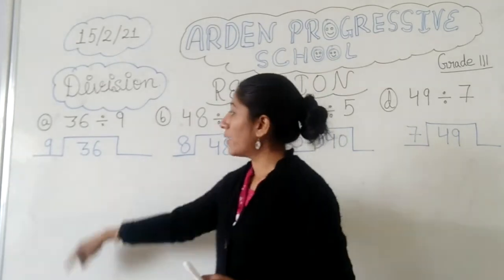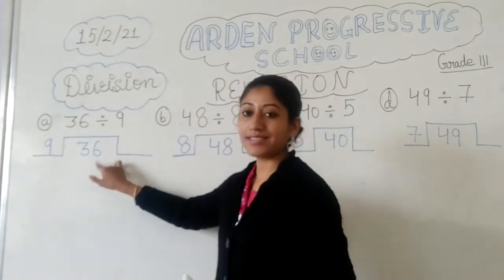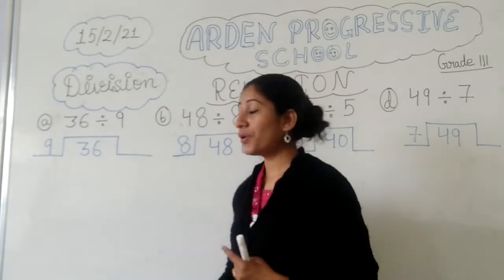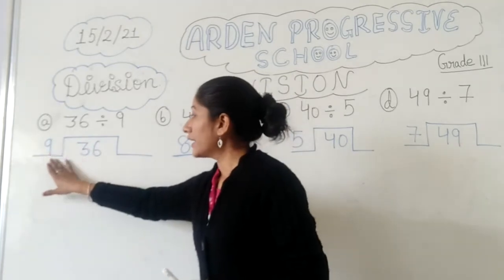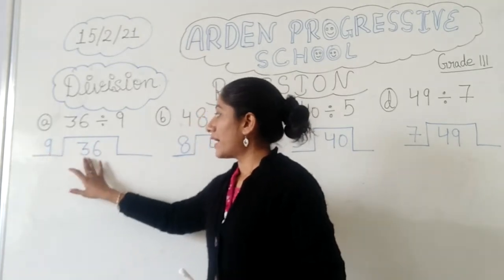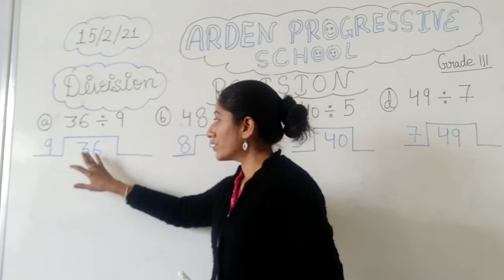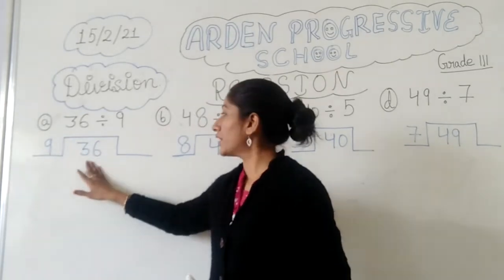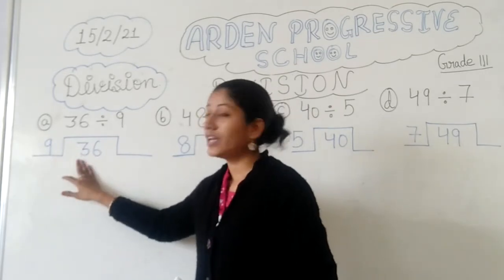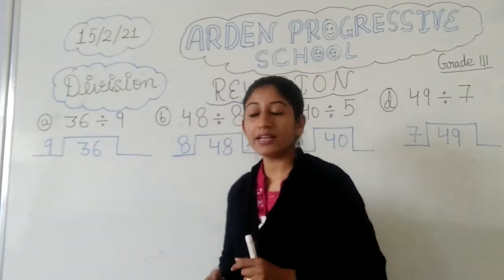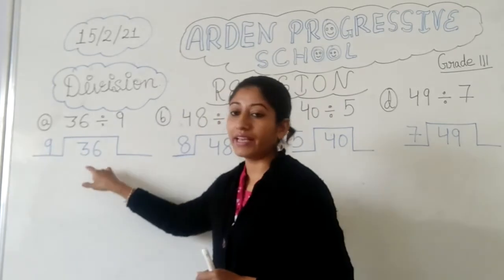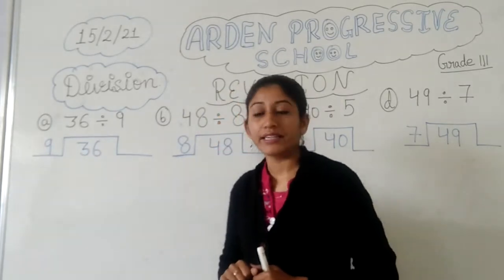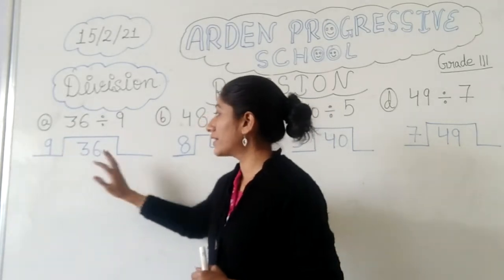Second step, now apply the table of 9 on 36. As you all know, first we have to apply the table on this number, but because 3 is smaller than 9, we cannot apply the table of 9 on 3. So 3 is a smaller number than 9, so we cannot apply the table of 9 on 3. So that's why we have to take the complete number, that is 36. So apply the table of 9 on 36.